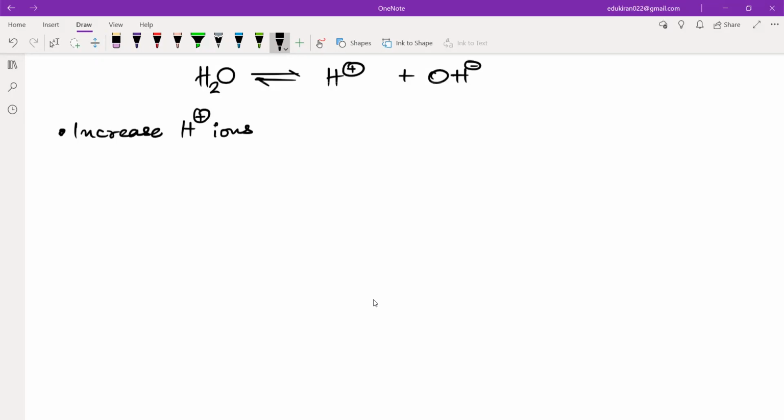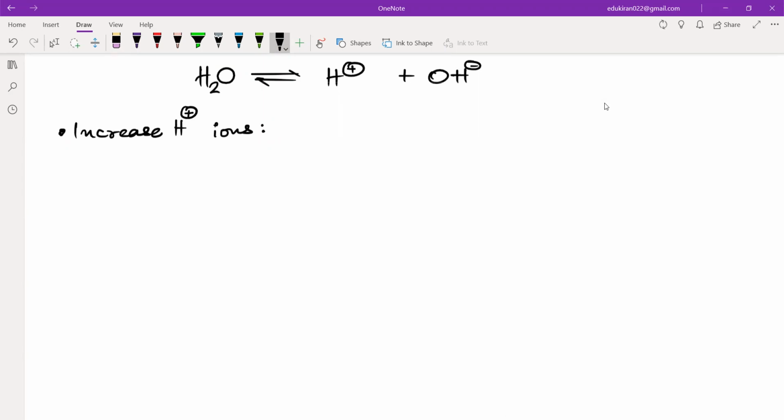What will the system do? It will shift the reaction forward or backward, because I am changing the state of the system, right? Now tell me guys, first of all, identify if I am increasing H plus ion, then am I increasing the products or the reactants, and then you can answer me. If I increase the H plus ions, will the reaction move forward or backward?